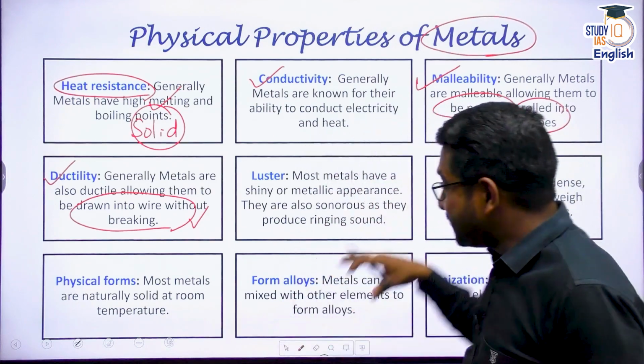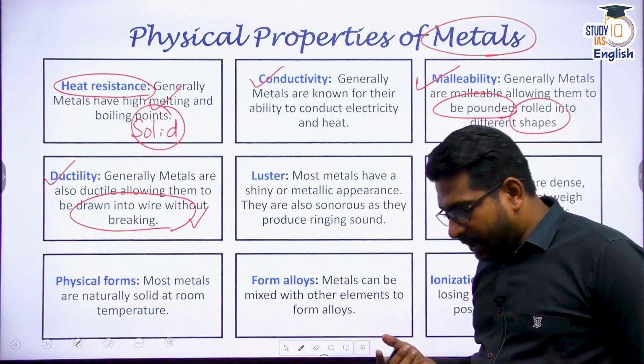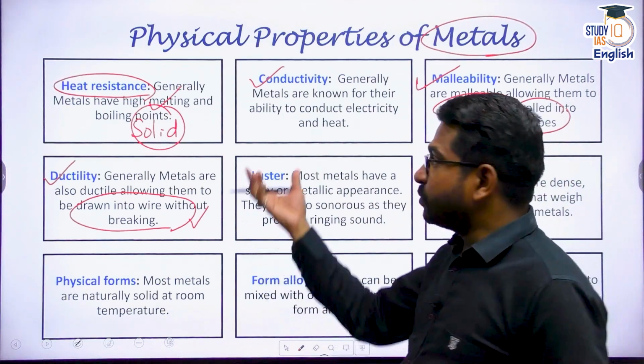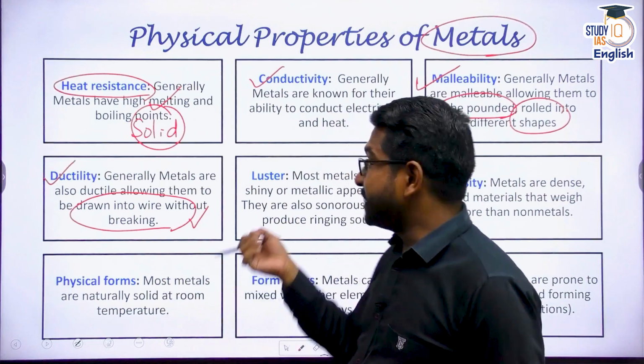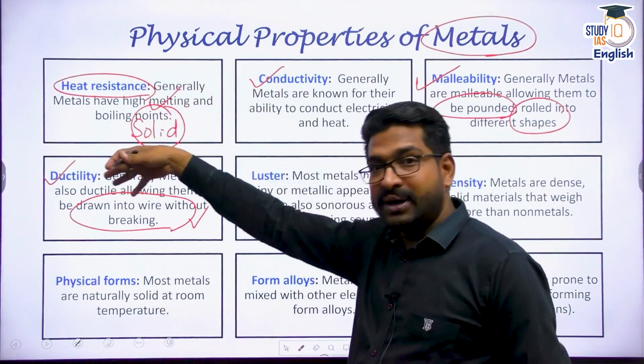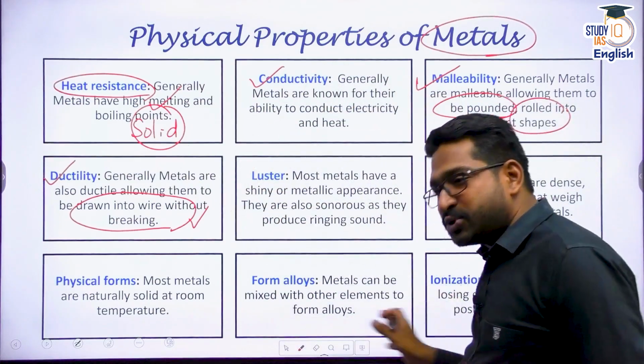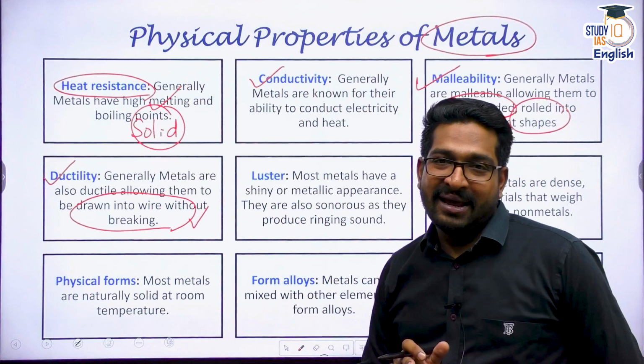Now, there are certain exceptions to these also. For instance, I can give the example of sodium. Sodium does not have all of these characteristics. Yes, sodium is heat resistant, yet it is not ductile, it is not malleable. You can give the example of mercury. In fact, mercury is an exception to all these properties.